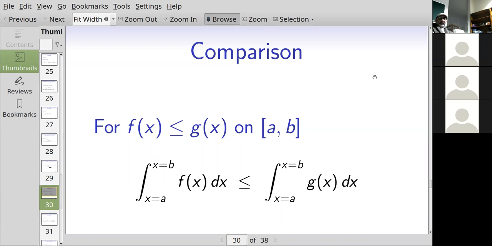Okay? If you just imagine drawing a graph, so one graph is higher than the other, then the area of the one which is higher should be greater than the area of the one which is lower. So you can sometimes, again, it can be difficult to evaluate an integral to get its value exactly, but you may be able to compare it to another integral which is easier to evaluate. And so at least you can get some bounds on how big the integral is.